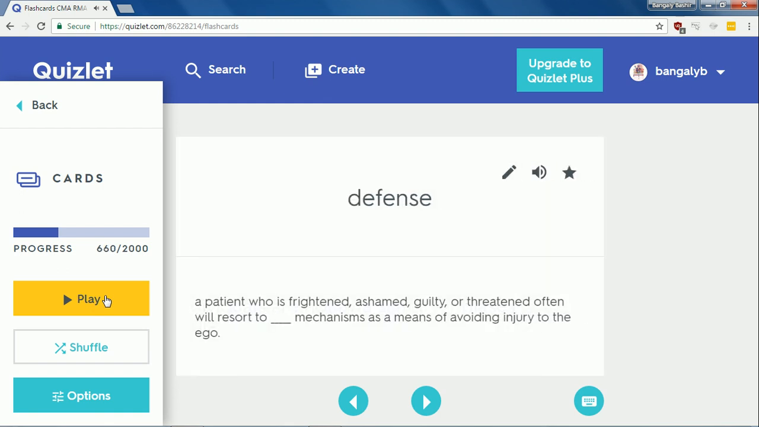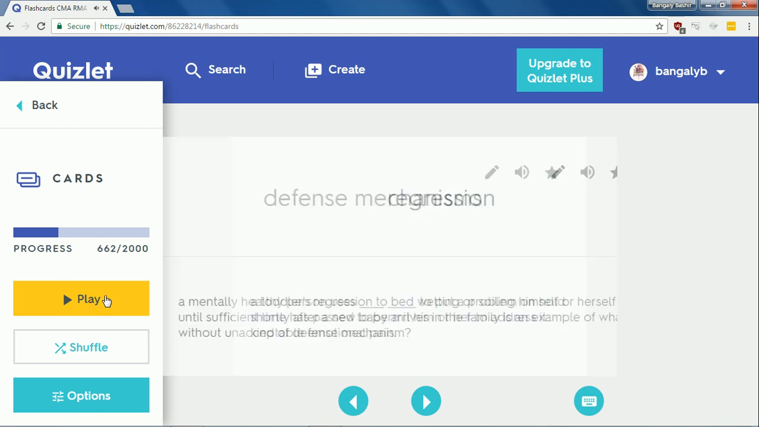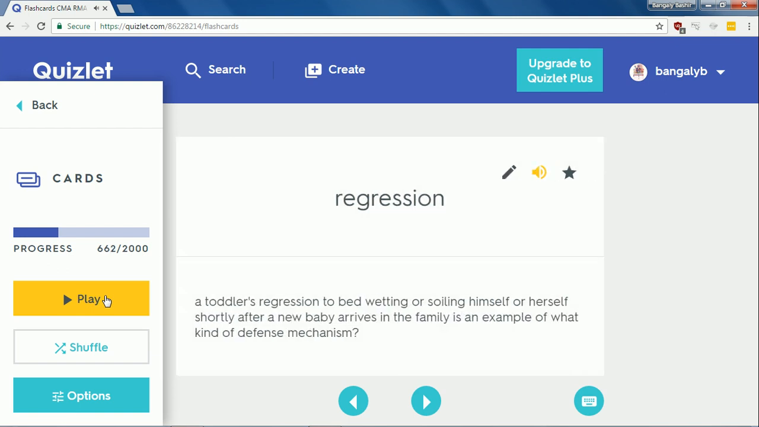Defense. A patient who is frightened, ashamed, guilty, or threatened often will resort to defense mechanisms as a means of avoiding injury to the ego. Defense mechanisms. A mentally healthy person uses suppression to put a problem on hold until sufficient time has passed to permit him or her to address it without unacceptable emotional pain. Regression. A toddler's regression to bedwetting or soiling himself or herself shortly after a new baby arrives in the family is an example of what kind of defense mechanism?